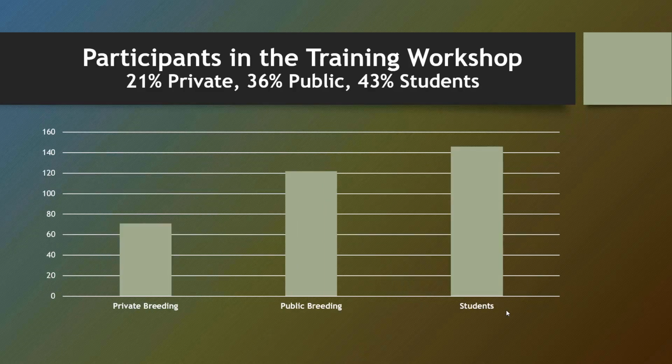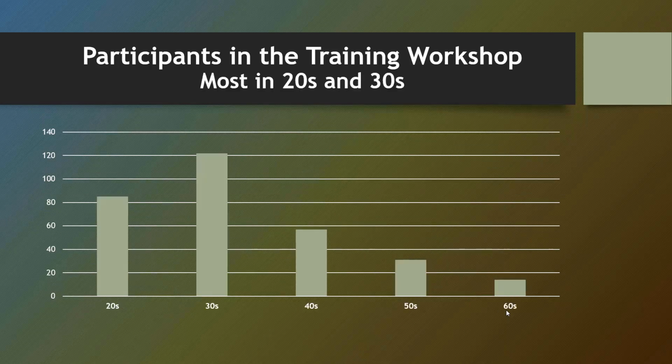Now, if you look at the participants with respect to where they're coming from, about 21% are from private companies. About 36% of the programs are public. And then fully 40 to 45, about 43% in this case, are students. This is both postdocs, graduate, and actually one undergraduate student as well. And this reflects the age range of our participants, very heavy in the 20s and 30s, that's the students and the postdocs, and then 40s, the young faculty, young breeders developing their programs.